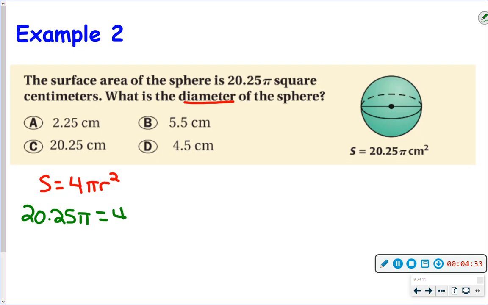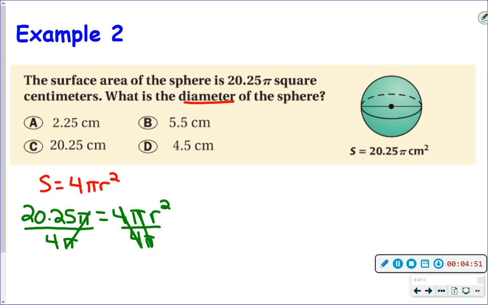I still have my 4, my pi, and the r squared. So we're going to go through and solve for the radius. I'm first going to divide off the 4 and the pi, and I'm going to do that, of course, to both sides. So the pi's cancel, the 4's cancel. Pi's cancel on the left.